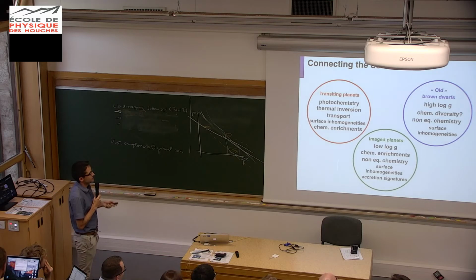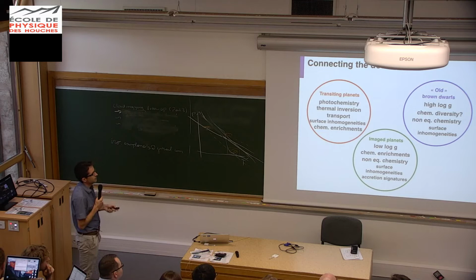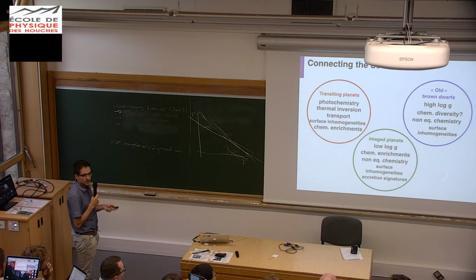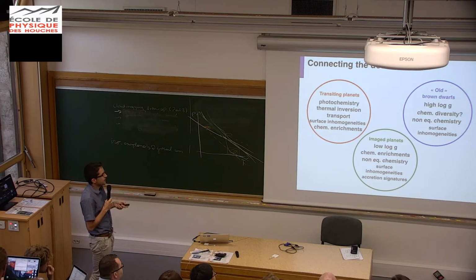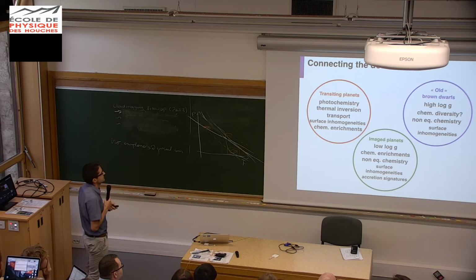So for imaged planets, we know that they have low surface gravity, chemical enrichment, non-equilibrium chemistry. They can have surface inhomogeneity. I mean, Daniel will talk about that later. And for the youngest ones, they have accretion signatures. Okay. For the old brown dwarfs, they have high surface gravity. Is there a chemical diversity? Some papers seem to answer this question favorably. So yes, possibly. There is non-equilibrium chemistry, and there are surface inhomogeneities.